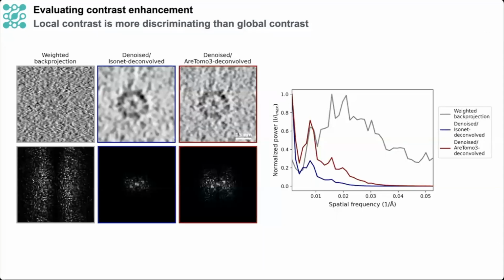We realized that our analysis of contrast enhancement would be more discriminating if we focused on local rather than global contrast. As an example, here's a cross-section through one of the microtubules from the tomogram on the previous slide. And what we see is that when we denoise on top of R-TOMA 3's more rigorous CTF deconvolution, in real space, we're better able to resolve the individual protofilaments of this microtubule. And correspondingly, in Fourier space, we see features out to higher resolution as well.